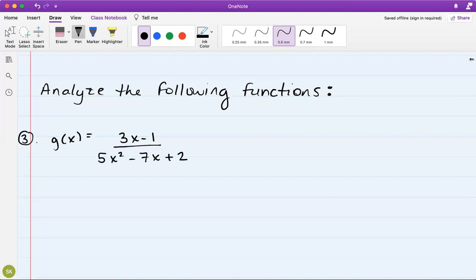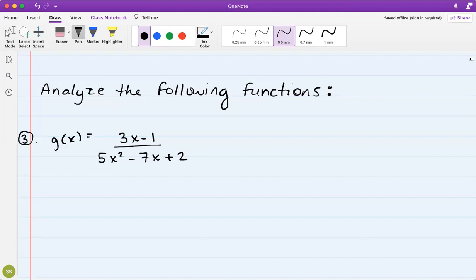Last time we defined a rational function. We also learned about vertical asymptotes, horizontal asymptotes, and the domain of a rational function. We did a couple of problems where we analyzed two rational functions. We graphed the functions and we tried to find these asymptotes and the domain.